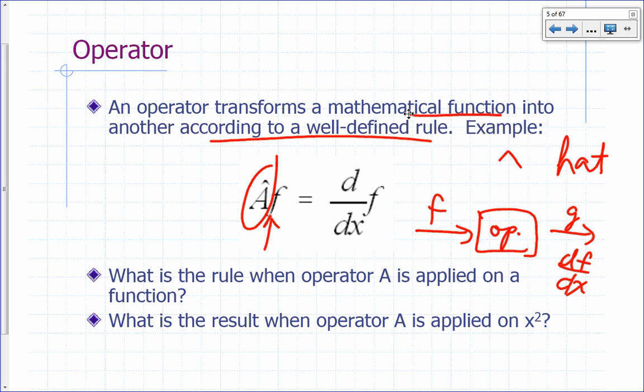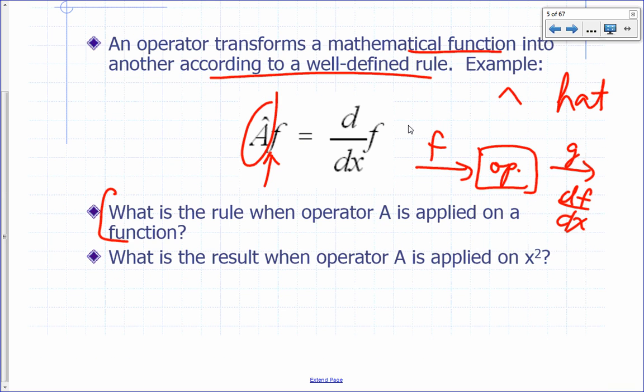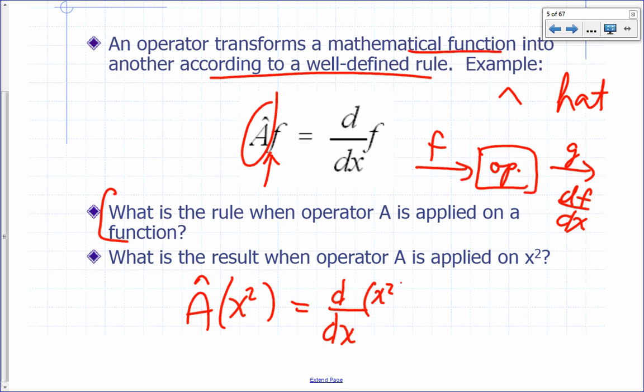According to this definition, the rule is if you apply operator A on a function, it gives you back the derivative of that function with respect to x. So, let's apply that operator on x squared. A hat operating on x squared, what would it be? According to the definition, it takes the derivative of whatever it's operating on, in this case x squared, with respect to x. So what's the result? 2x. That's what an operator does. It is a well-defined rule, and for taking derivatives, you have learned very well-defined rules, right?